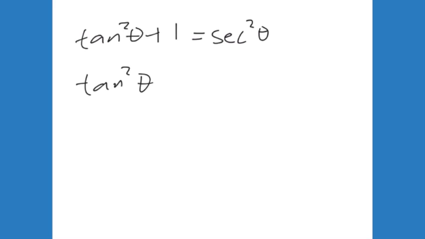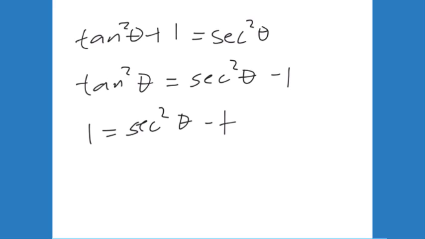Next, the identity of tangent squared theta plus 1 is equal to secant squared theta is also equivalent to tangent squared theta is equal to secant squared theta minus 1, and 1 is equal to secant squared theta minus tangent squared theta.